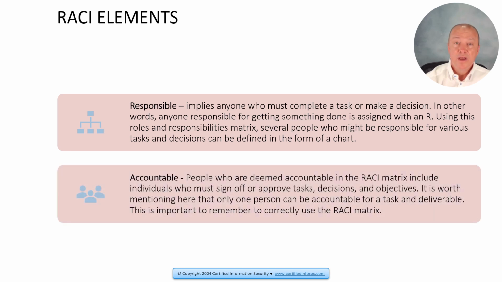We also have the people who are accountable. We need to audit to determine whether or not accountability and oversight is actually being properly allocated and performed. The people who are deemed accountable in the RACI matrix include individuals who must sign off or approve tasks, decisions, and objectives. And we need to remember that only one person can be held accountable for a task and deliverable. This is very important to remember when we correctly use a RACI matrix.